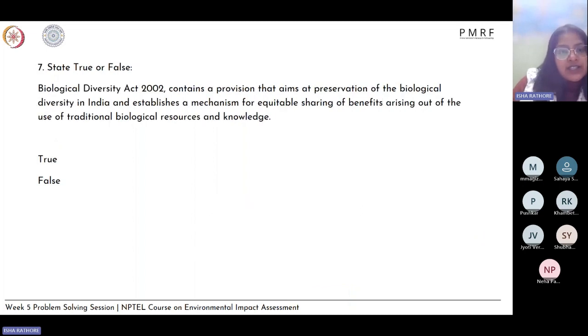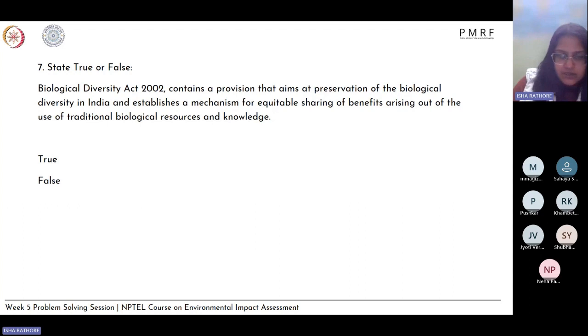The Biological Diversity Act of 2002 contains a provision that aims at preservation of the biological diversity in India and establishes a mechanism for equitable sharing of benefits arising out of the use of traditional biological resources and knowledge. So is the statement true or false?